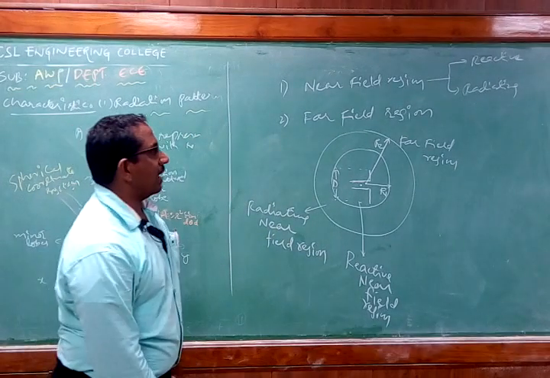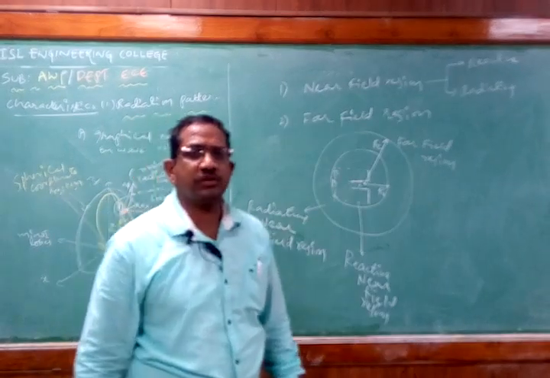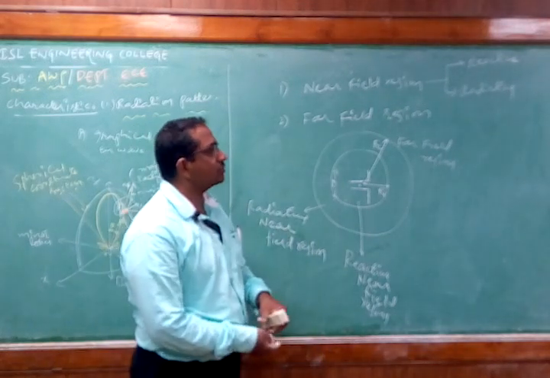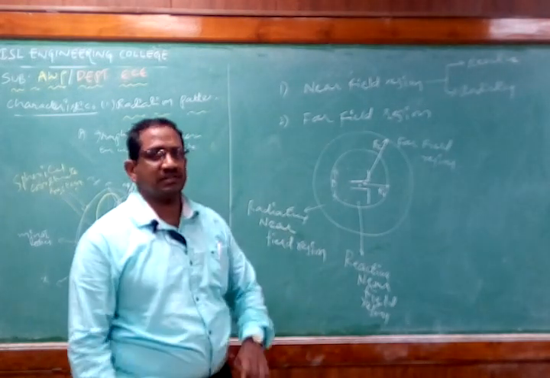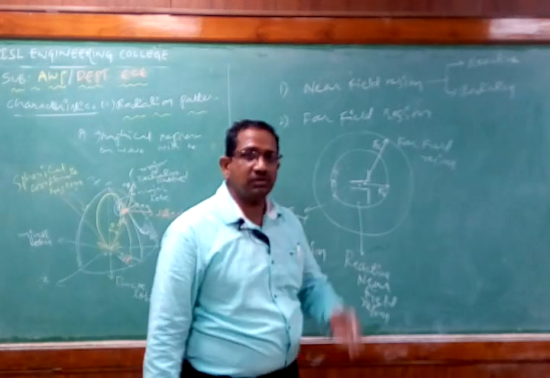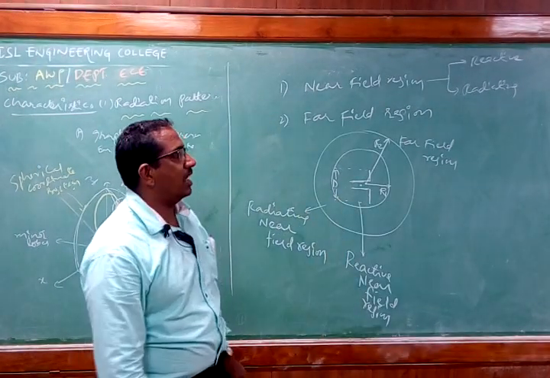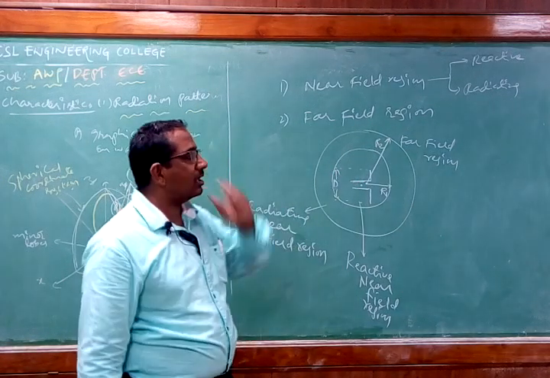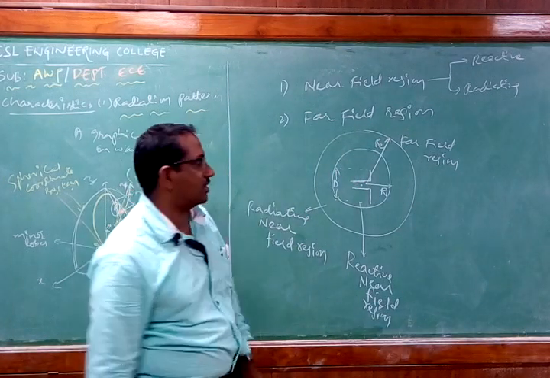Now, based on the dimension, that means it is purely going to be based on the dimension of the antenna. If the dimension of the antenna is very small in comparison with the wavelength of the wave that we are transmitting, then such an antenna is not normally going to radiate to longer distances. That is an important point for us.